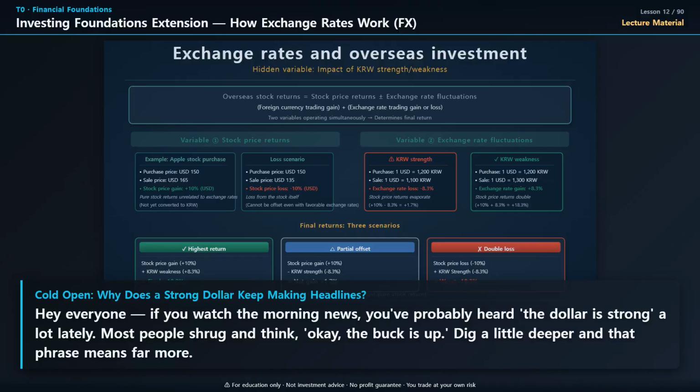Hey everyone, if you watch the morning news, you've probably heard the dollar is strong a lot lately. Most people shrug and think, okay, the buck is up. Dig a little deeper, and that phrase means far more.